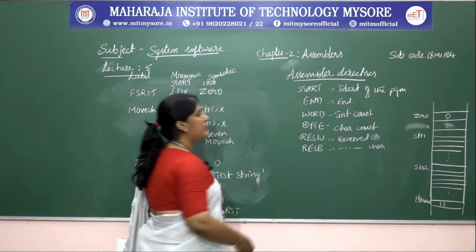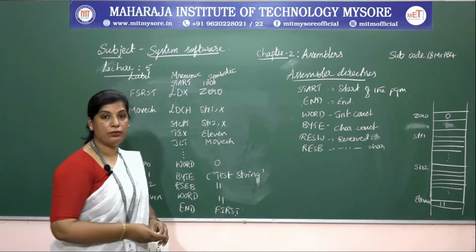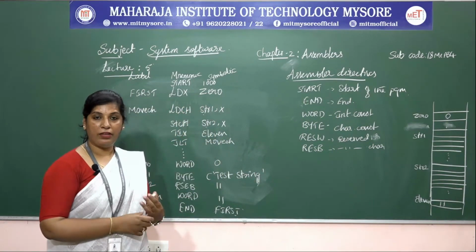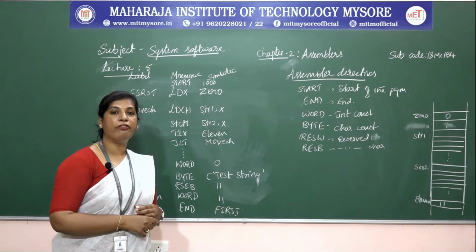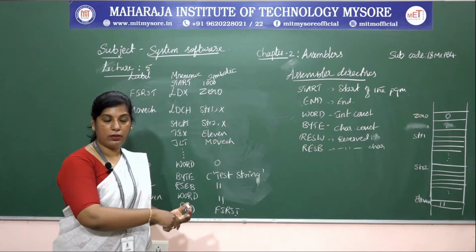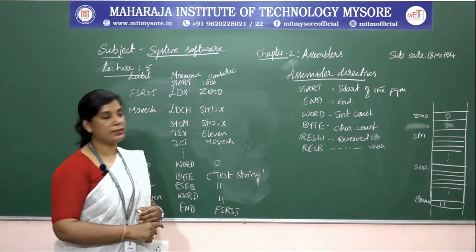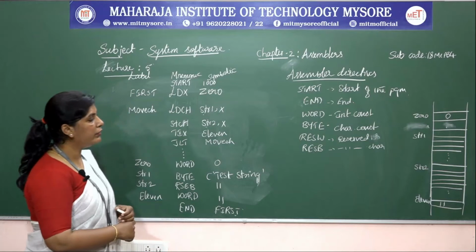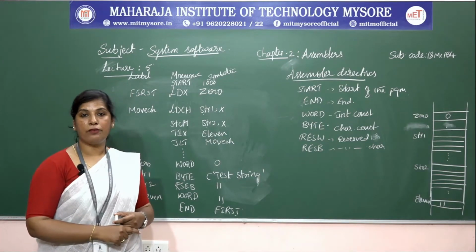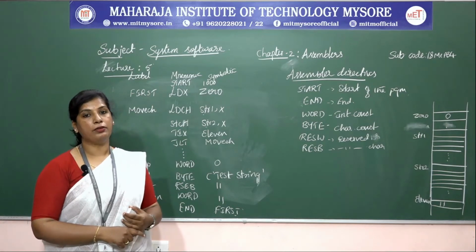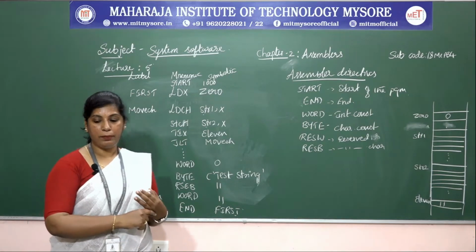So these are the basic assembly directives which we use while writing an assembly level language program. Assembly directives are not part of the mnemonic instructions. So here we have start, end, word, byte, reserve word and reserve byte. These are the different kinds of assembly directives we use while writing the program.